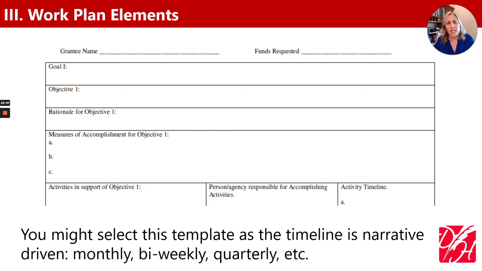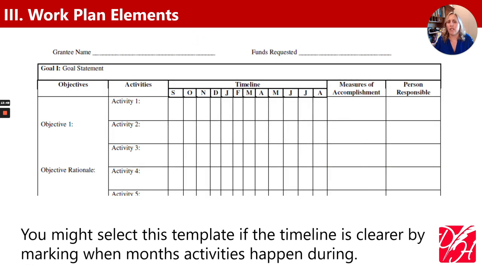The second template has a very different structure, though. The activity laid out as the individual rows now has a timeline right there in the middle, with each month of the grant award period called out by the first letter of the month that it would happen. So the grant award period would start in September, so the first column was an S, then an O for October, an N for November, and so on.